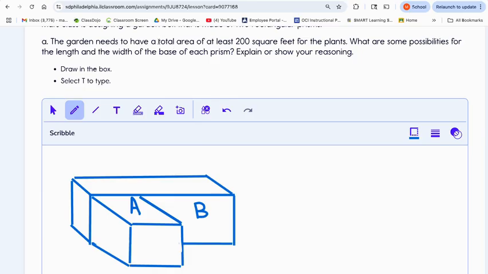The problem goes on to tell us that the garden needs to have a total area of at least 200 square feet for the plants. I know that in math, area refers to a flat surface that is measured in square units. Each face of a rectangular prism is a flat surface. But since plants grow from the top of a garden box, I realize that this is the flat face, or base, that measures 200 square feet. I can help you visualize this by drawing plants at the top of the garden box.